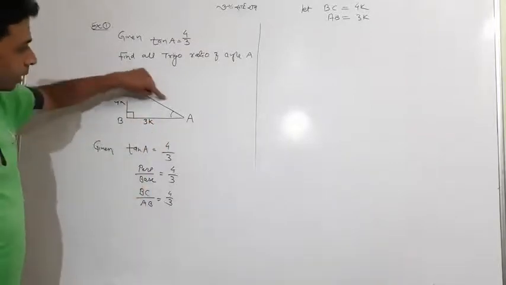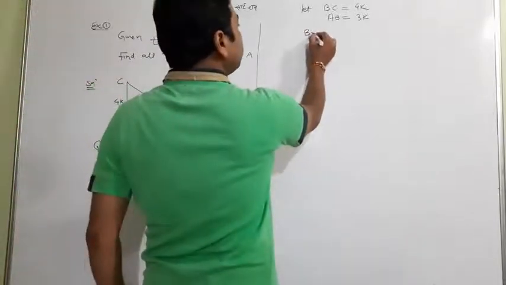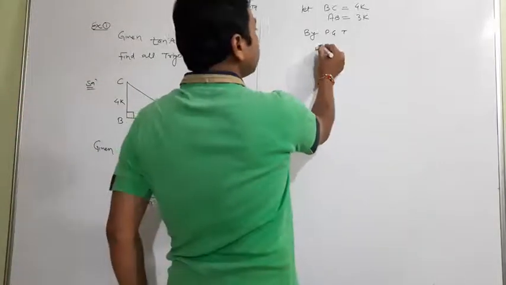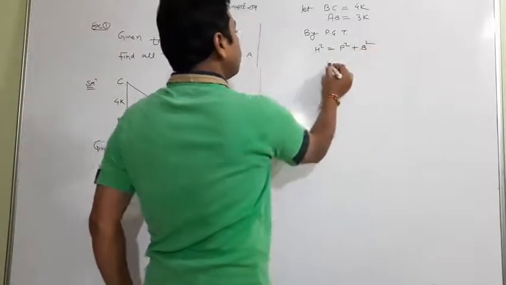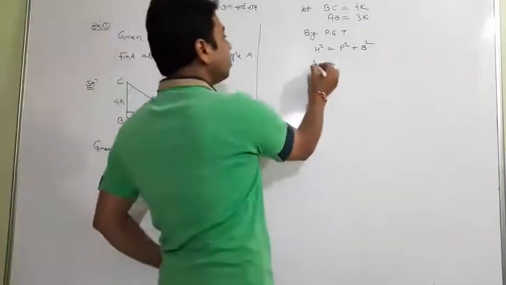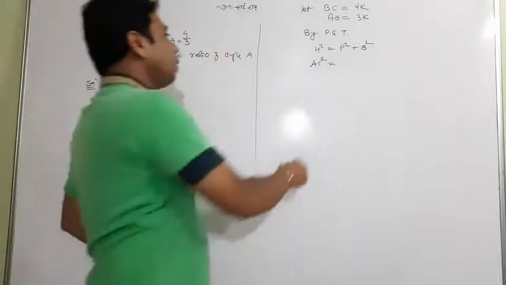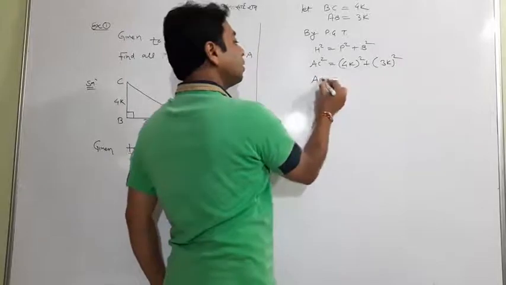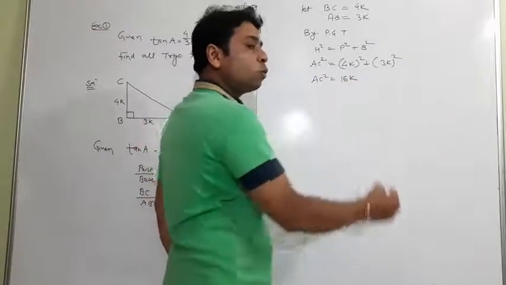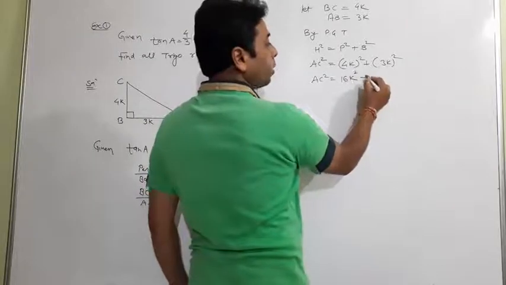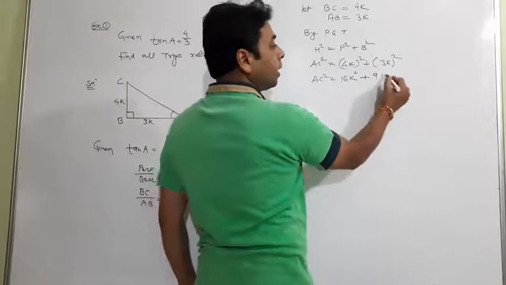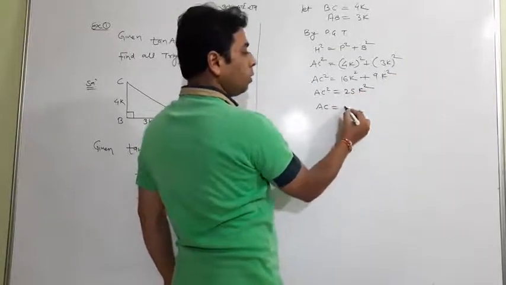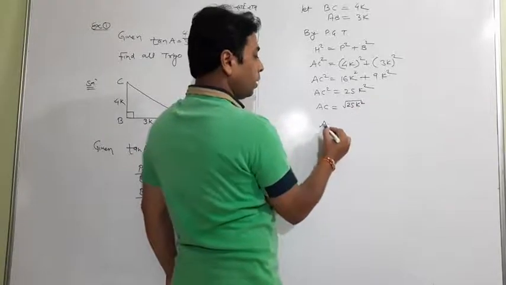Now we will find the remaining side, which is the hypotenuse, and very familiar to you by Pythagoras theorem, PGT, which is hypotenuse square is equal to perpendicular square plus base square. Hypotenuse is AC square. Perpendicular is 4k square. And base is 3k square. So ultimately it is 4 4s are 16. Sometimes students write k. No, it is k square. 16k square plus 9k square. So ultimately AC square is equal to 25k square. So AC equal to 5k.